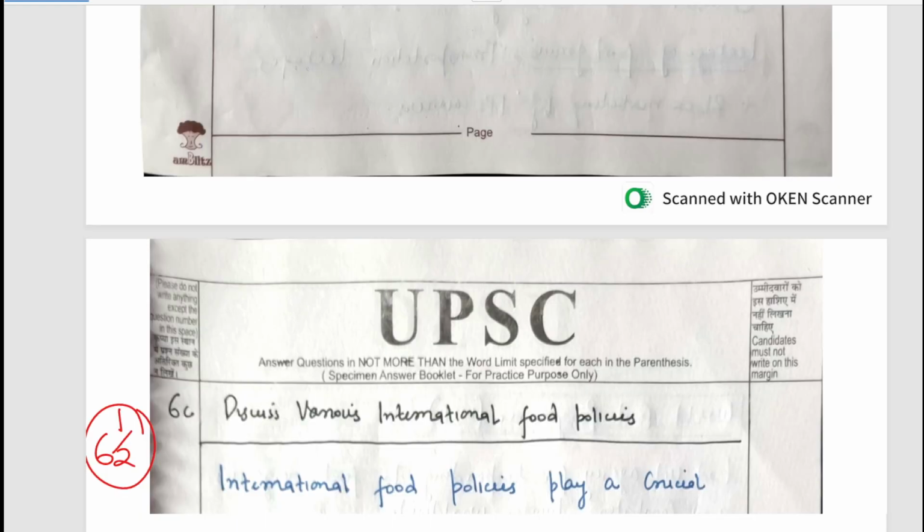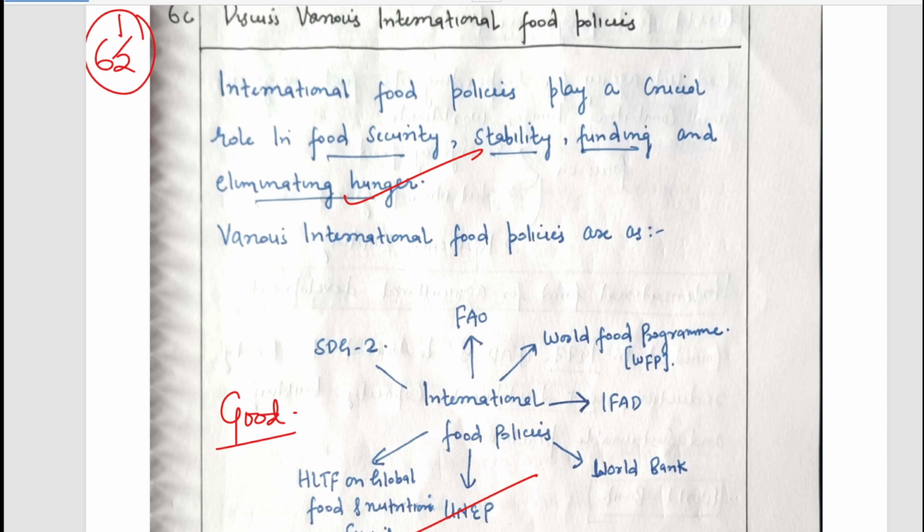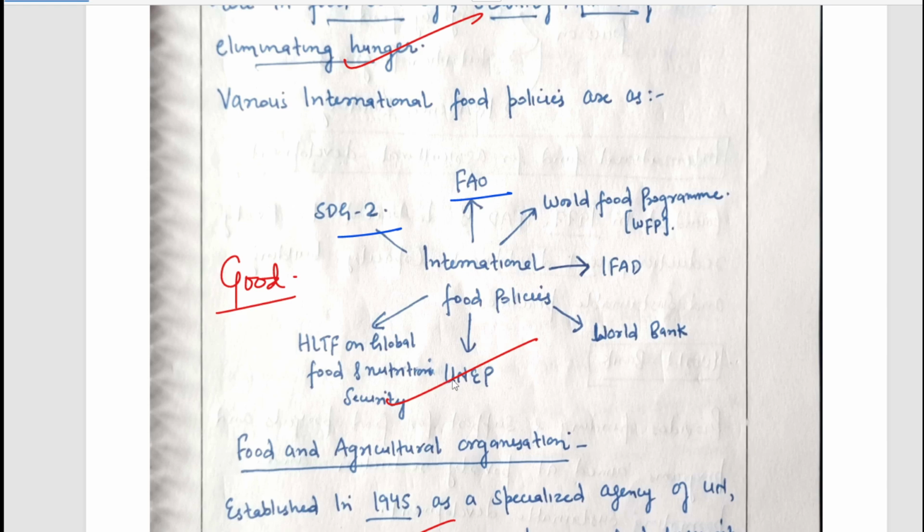The next question is, discuss various international food policies. So international food policies have been mentioned, such as FAO, SDG2, UNEP, IFAD, World Bank. So WFP, well 10 points. You can simply pause and read them.